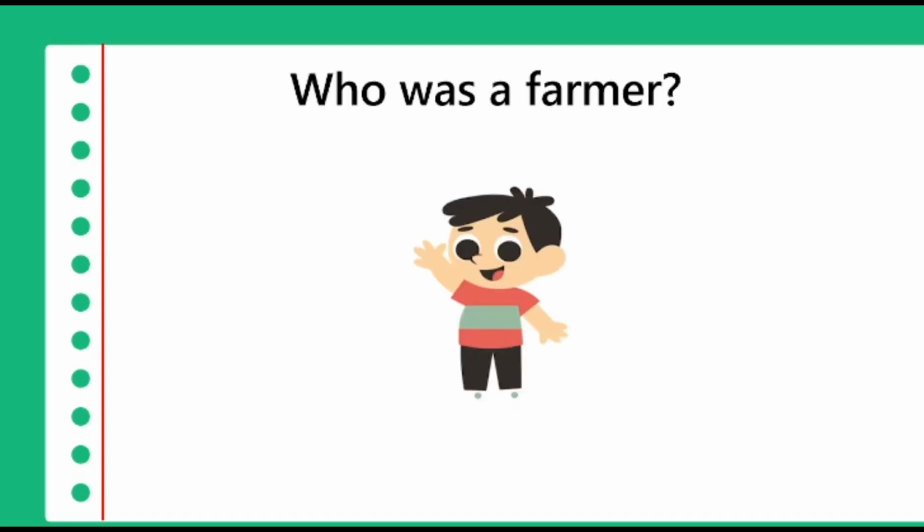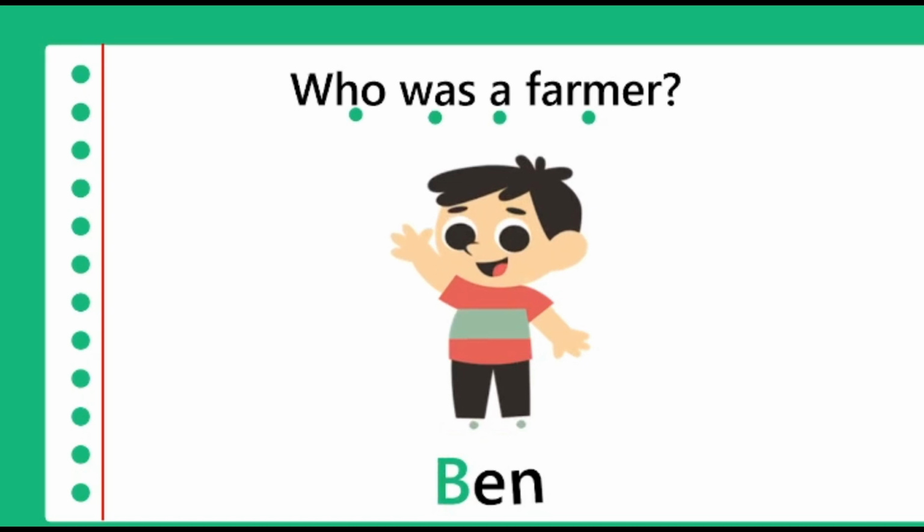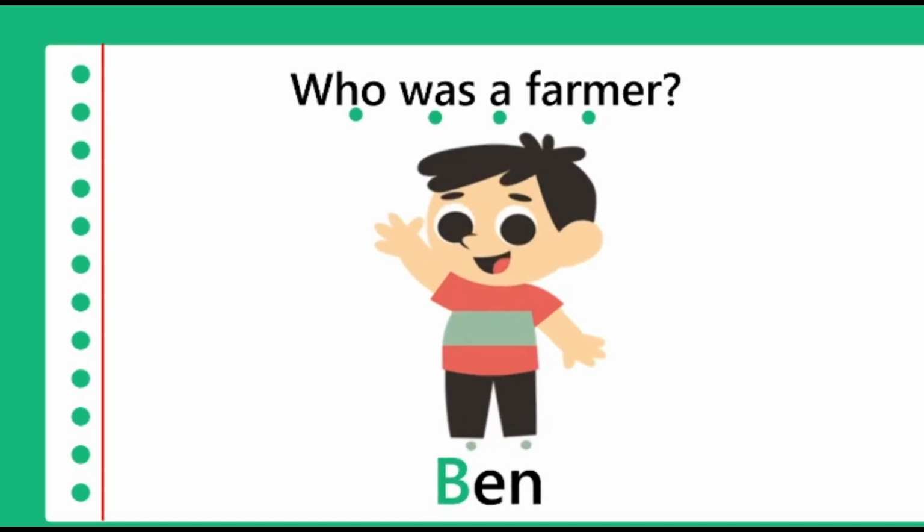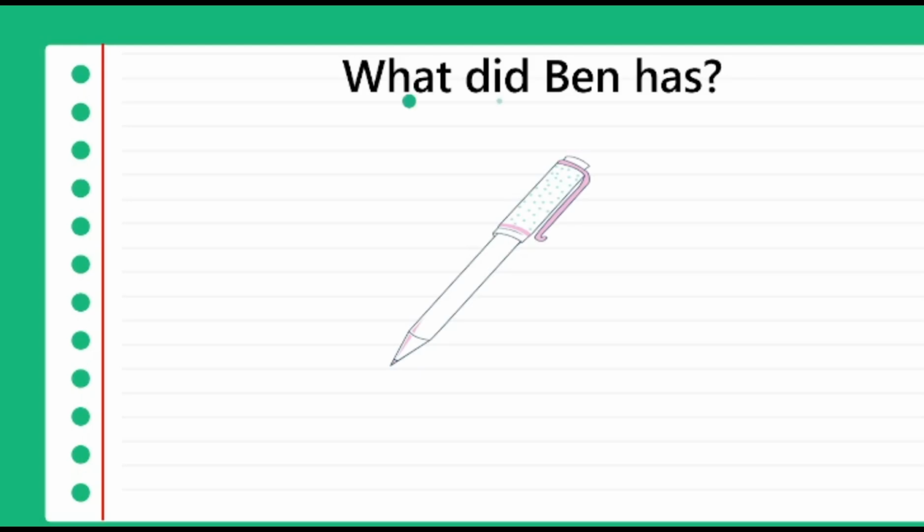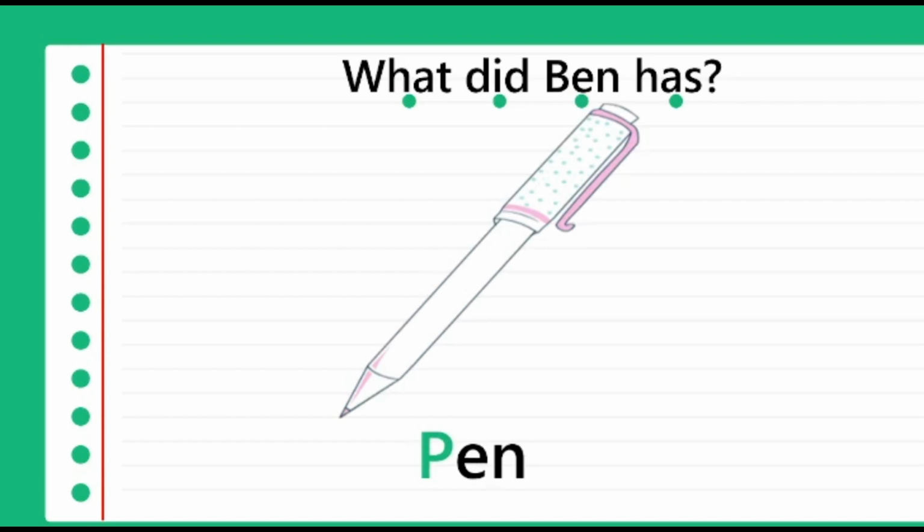And we have some questions before we move to the next words. And the question is, who was a farmer? Good. Ben. Next question. What did Ben have? Pen. Correct. Ben has a pen.